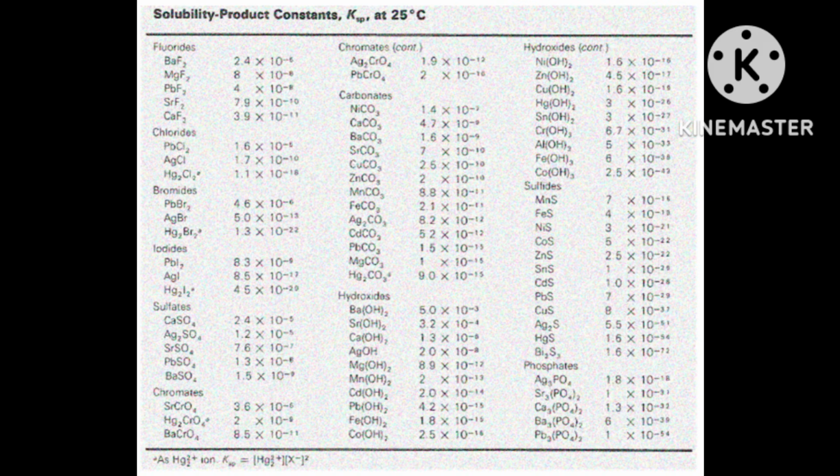So suppose in solution AgCN, you will write Ag plus CN minus, silver ion plus cyanide ion. And for nickel hydroxide, you will write nickel ion Ni2 plus and 2OH minus. Okay, this is the equation.